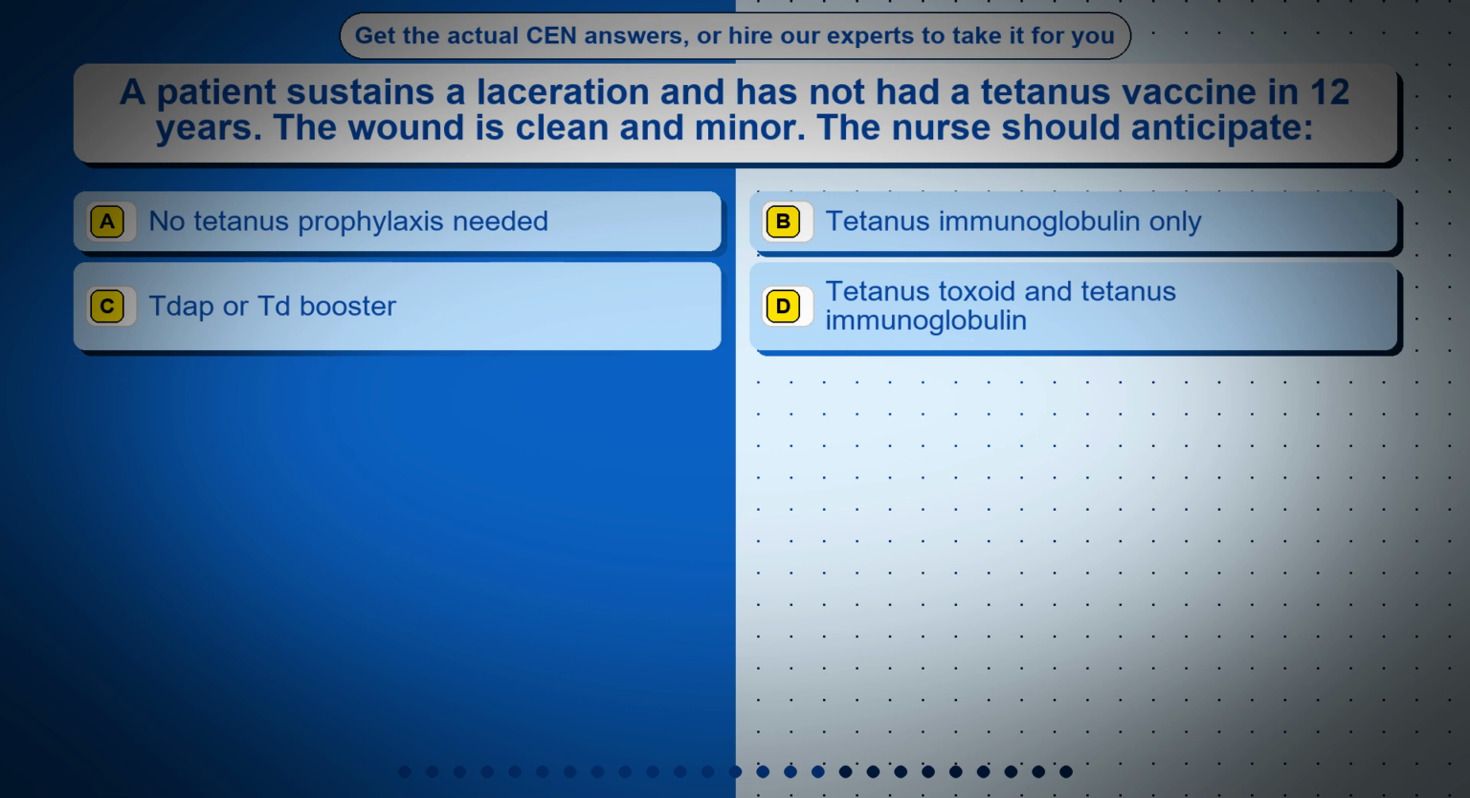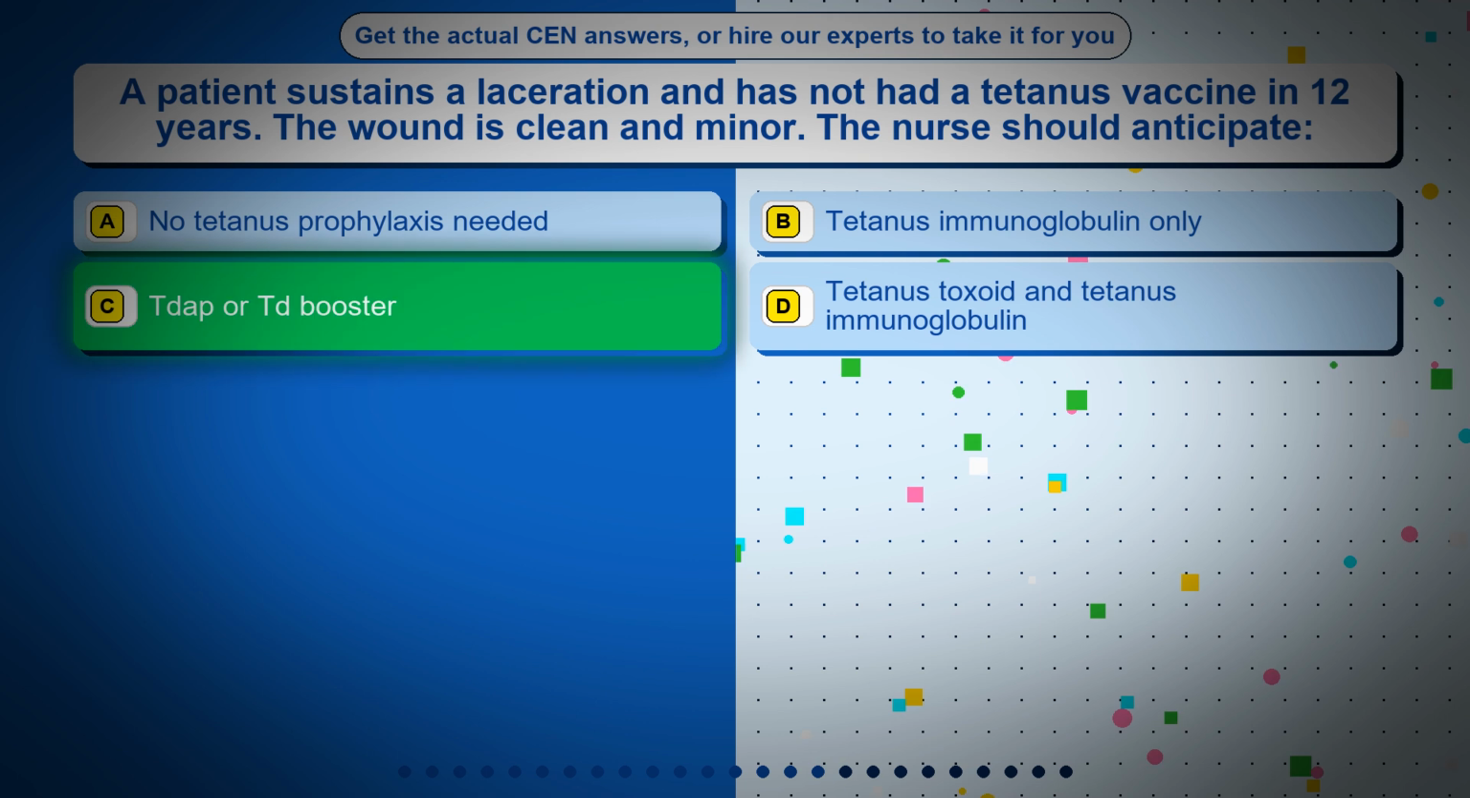Question 16. A patient sustains a laceration and has not had a tetanus vaccine in 12 years. The wound is clean and minor. The nurse should anticipate: Option A, no tetanus prophylaxis needed. Option B, tetanus immunoglobulin only. Option C, Tdap or Td booster. Option D, tetanus toxoid and tetanus immunoglobulin. The correct answer is option C, Tdap or Td booster.